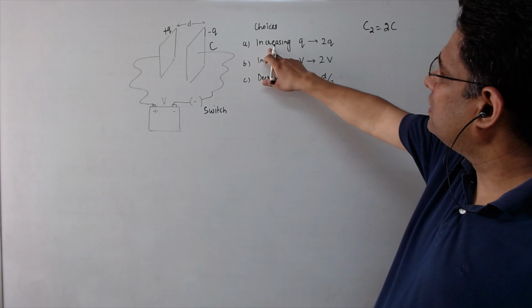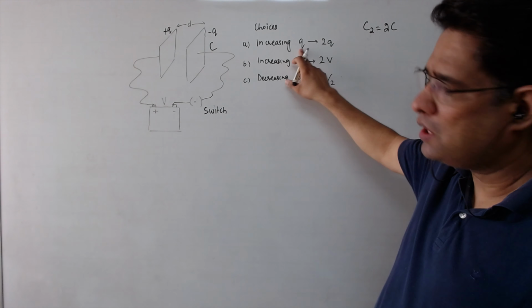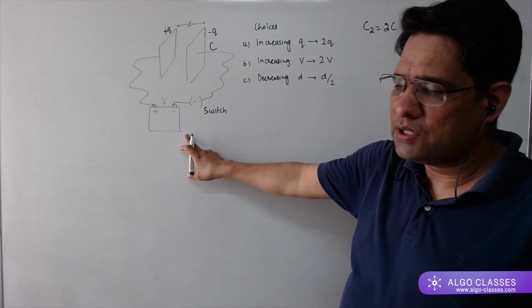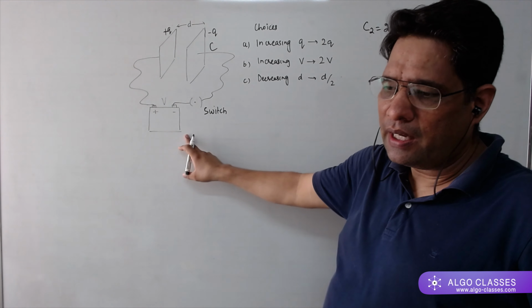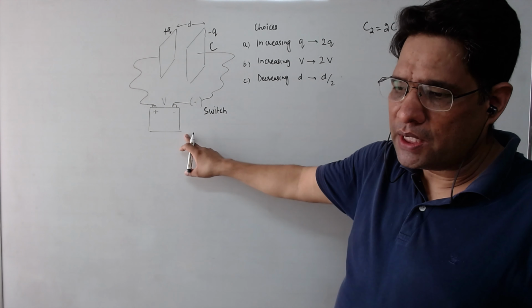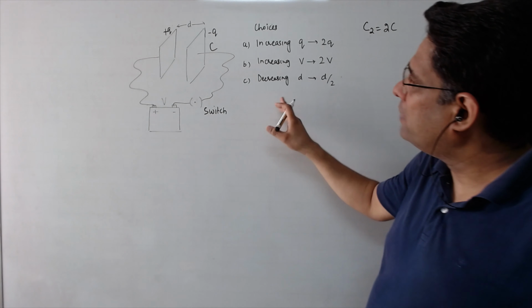And your choices are whether increasing the charge from whatever it has to double its value, or by increasing the potential, which is technically saying, as given in the problem, by replacing it with a larger battery which can supply double that potential, or by reducing the distance.